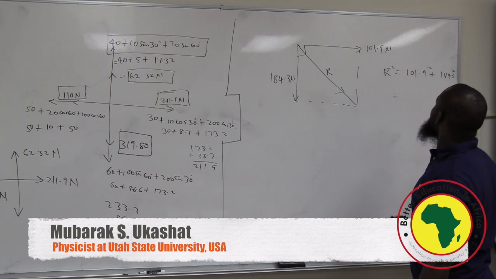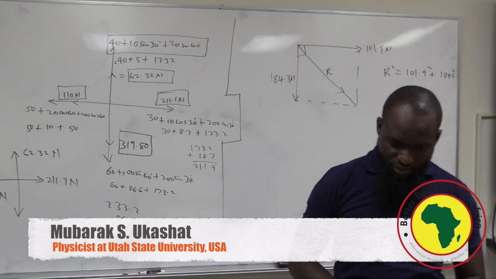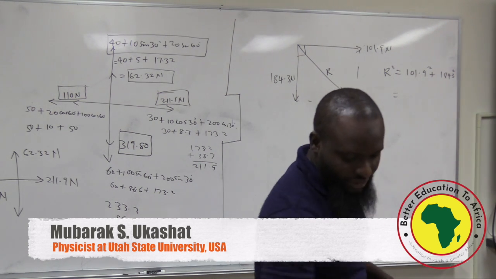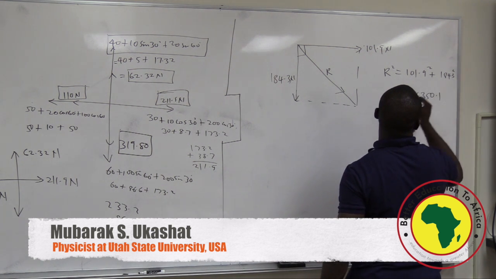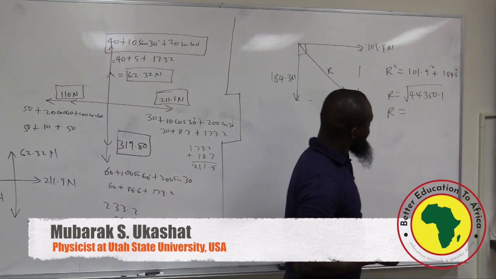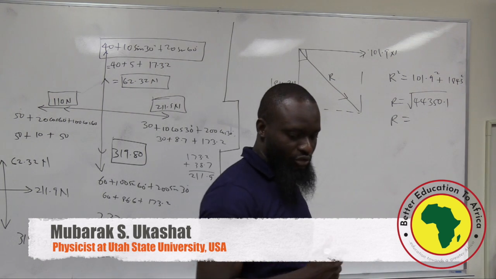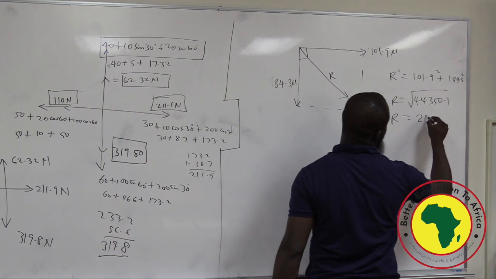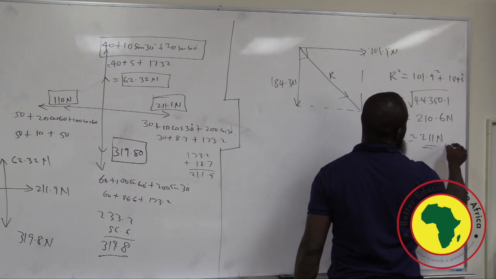I call this R. So I say R square is 101.9 square plus 184.3 square. Okay? So when I do that, what does that give you? Let's just be fast to finish about this. 44350.1. So R is the square root of that. Okay? And when you take the square root of that, what do you get? 210.6 newtons. So just approximately 211 newtons. So that's the net force.